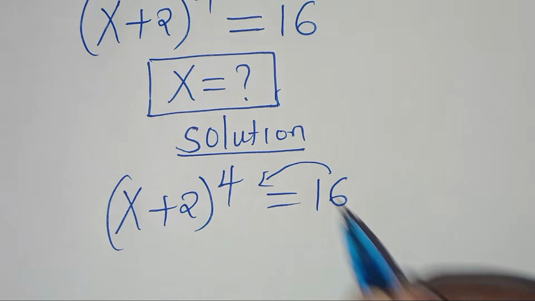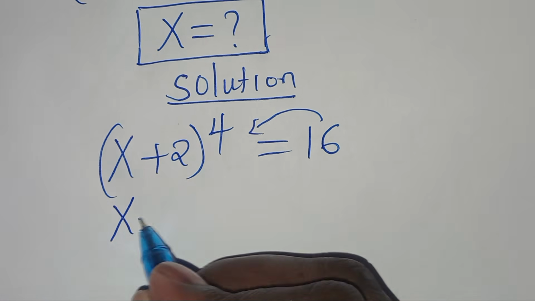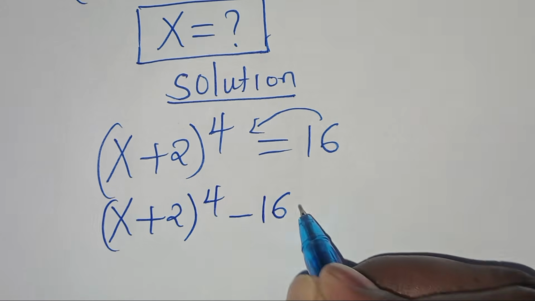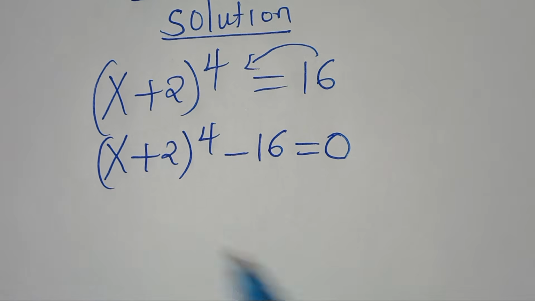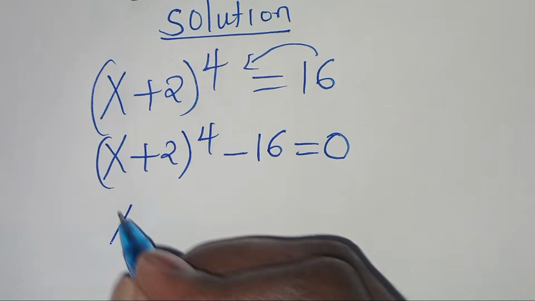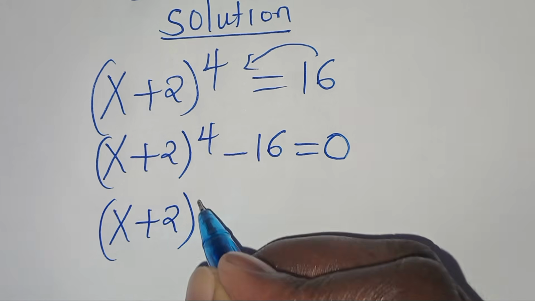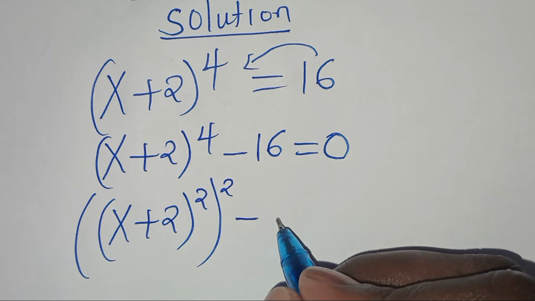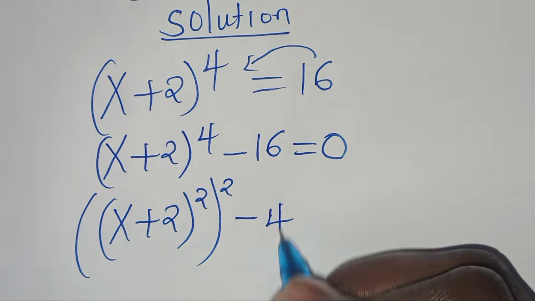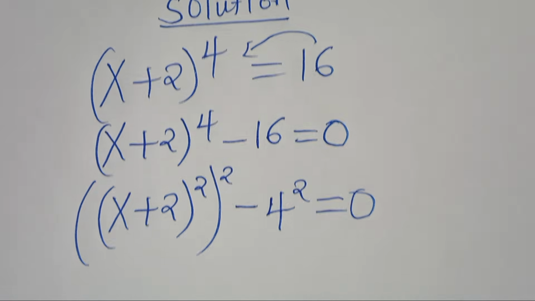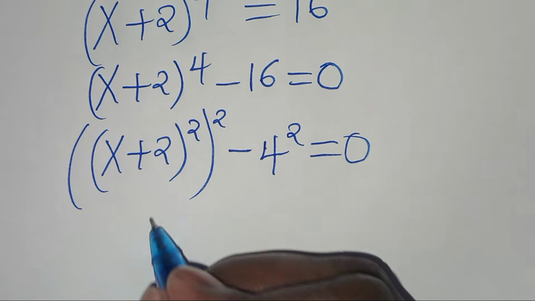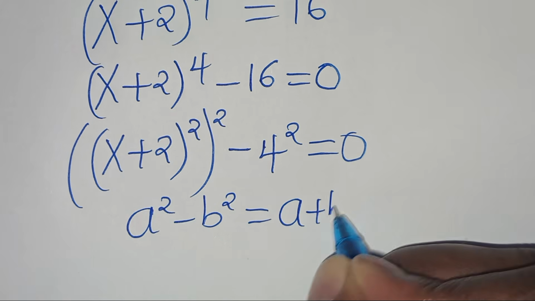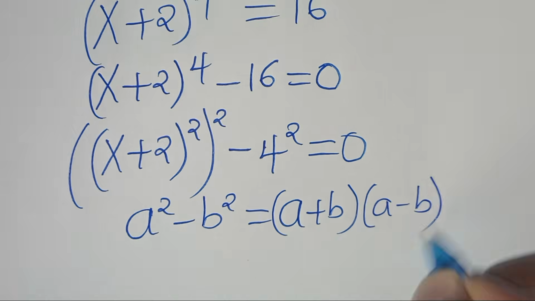So let's take 16 to the left-hand side so that we have (x + 2)^4 - 16 = 0. We can express (x + 2)^4 as ((x + 2)^2)^2, minus 16, which is the same thing as 4^2. This is equal to 0. So this equation is of the form a squared minus b squared, which we can express as (a + b) multiplied by (a - b).